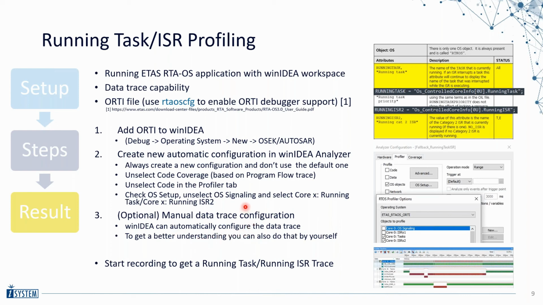Today I'm using a Aurix TC4x target, because that's the target that my ETAS demo application uses. So this step might be different depending on the hardware you're using. And then finally, we can start the recording and analyze the trace, and it should look something like down here. With that being said, let's take a look at how that looks in WinIDEA.